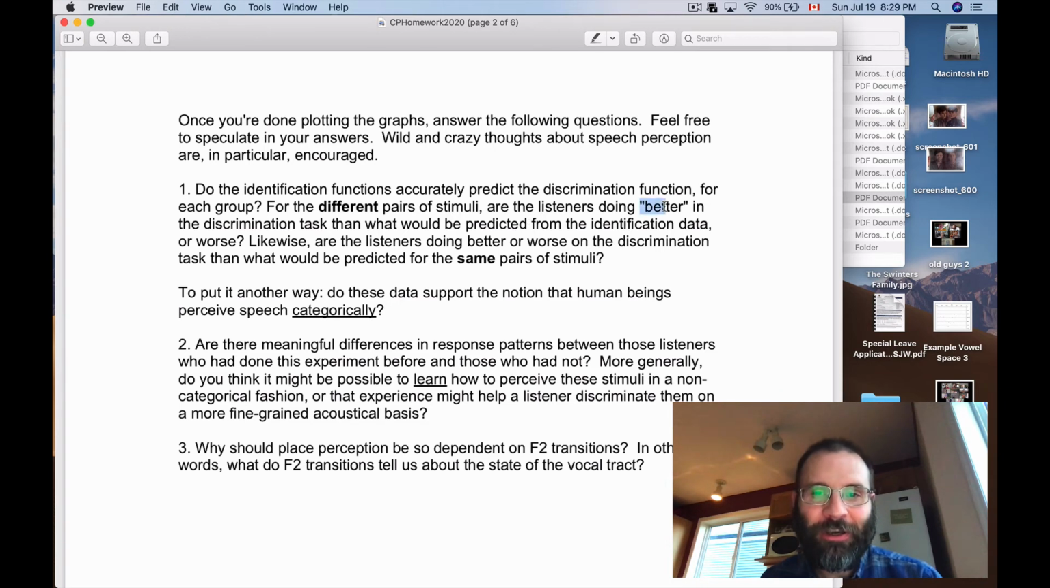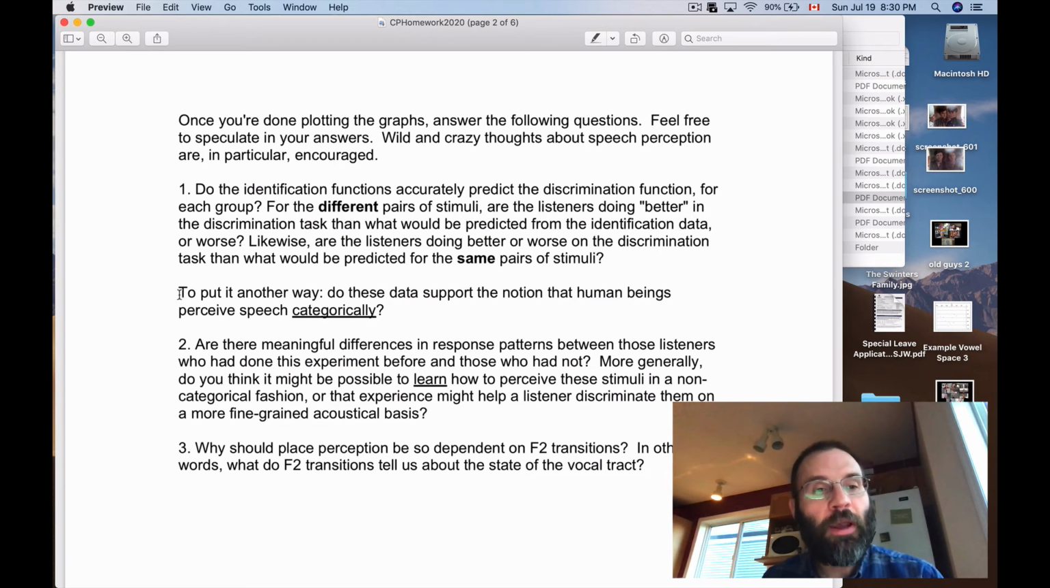Better is in quotes here. You could interpret it as if there's a right answer here in terms of whether they're identifying pairs of stimuli as same or different correctly. But what we care about is not whether they're getting that right, but what the listeners are actually doing, because we're trying to get into people's minds with this, not figure out what we already know about the stimuli. So likewise, are listeners doing better or worse on the discrimination task than would be predicted for the same pairs of stimuli? Do you see any different patterns for the different or same pairs of stimuli?